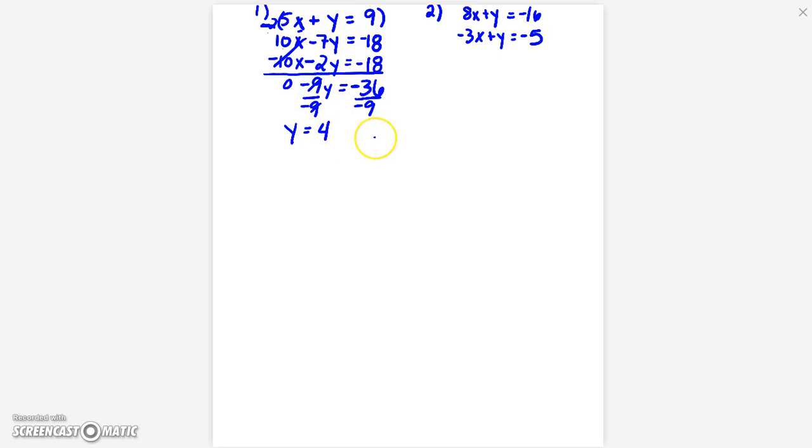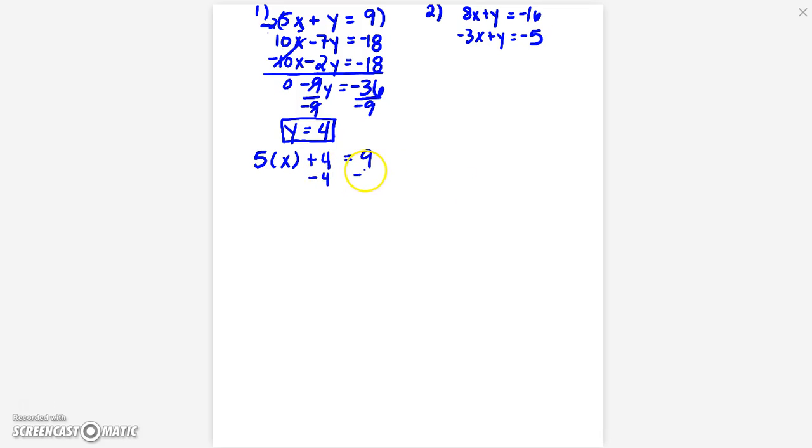4, yeah. And this time I canceled out the x's. You can cancel out x's or y's first. It doesn't matter. This one just was easier for me. I could have multiplied the top equation by 7, and I would have been able to cancel out the y's. But now that I have y equals 4, I'm going to enter it back into the original first equation. So 5 times x plus 4 instead of y equals 9.